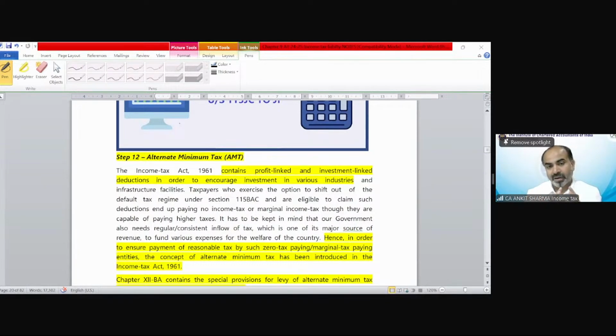So what will happen if an entity is technically exporting each and everything, 100% exporting in a special economic zone?